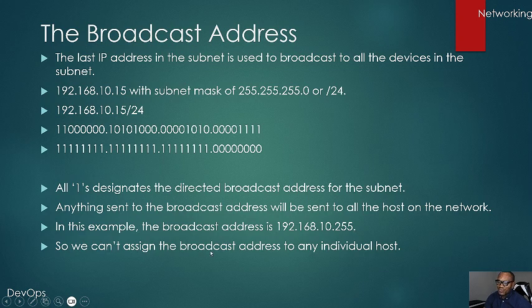The broadcast address is 192.168.10.255. So we cannot assign the broadcast address to any individual host. It's used to broadcast to all the devices in the subnet. So any traffic that is sent to this particular IP will go to all the devices on the subnet.